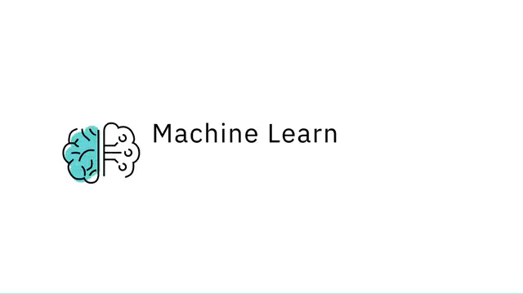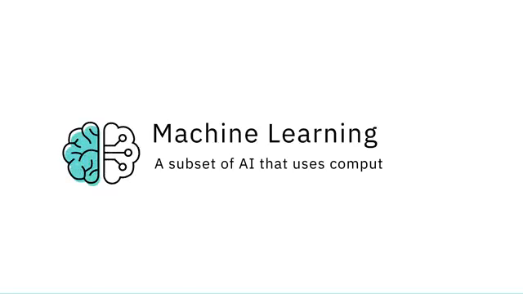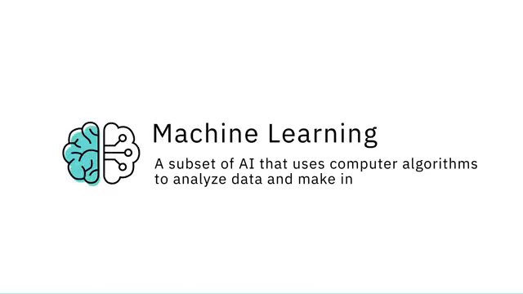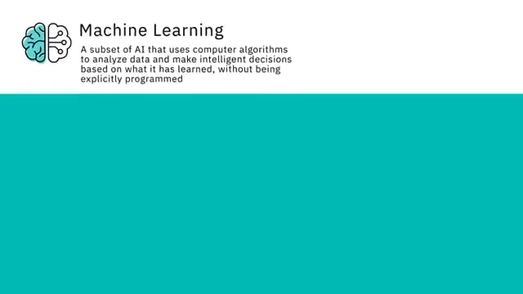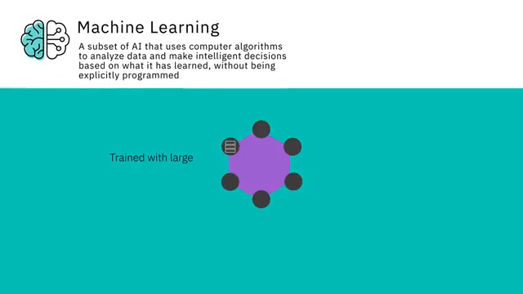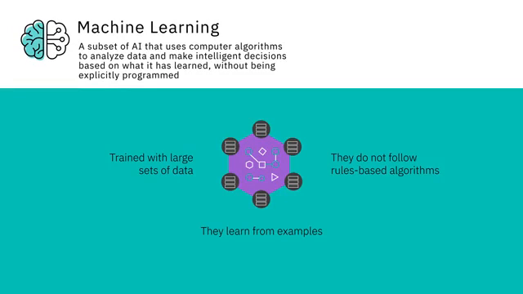Machine learning is a subset of AI that uses computer algorithms to analyze data and make intelligent decisions based on what it has learned, without being explicitly programmed. Machine learning algorithms are trained with large sets of data and they learn from examples. They do not follow rules-based algorithms. Machine learning is what enables machines to solve problems on their own and make accurate predictions using the provided data.